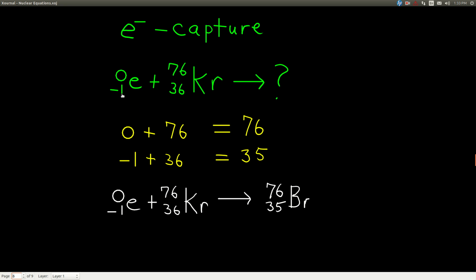On the left, the bottom numbers, the atomic numbers, negative 1 plus 36 is 35. So we know that the bottom number here, the atomic number, must be 35. Looking up on the periodic table, we see that atomic number 35 is bromine. And so when krypton-76 undergoes electron capture, it produces bromine-76, complete nuclear equation.